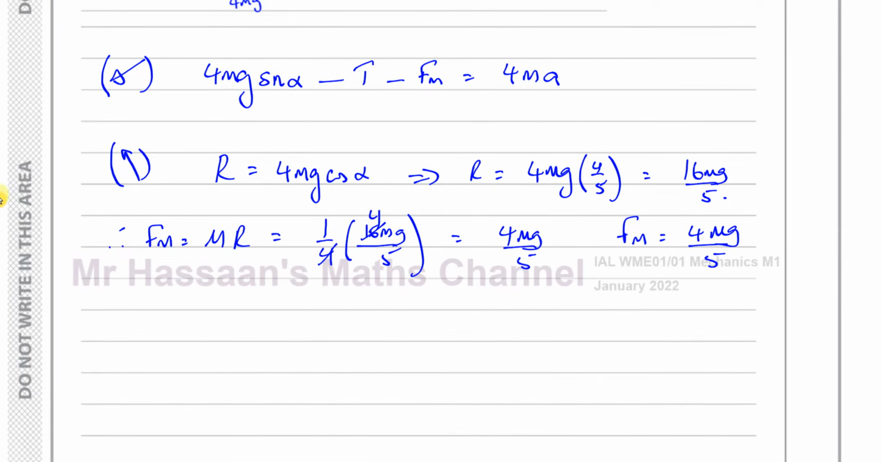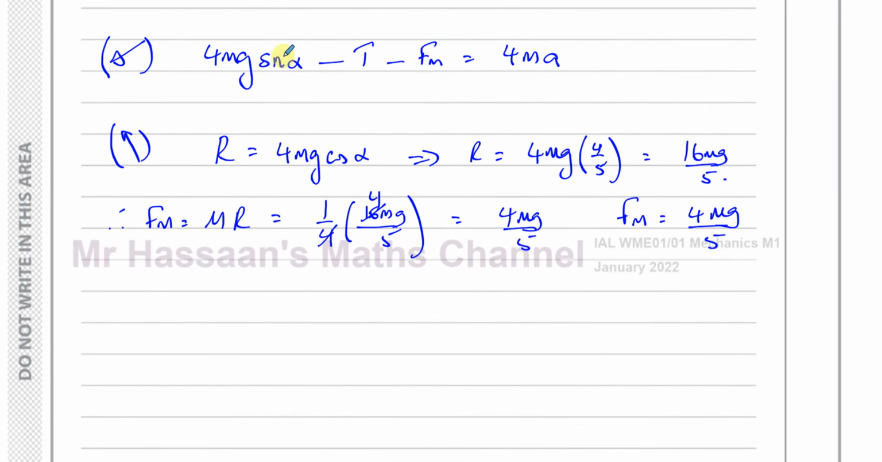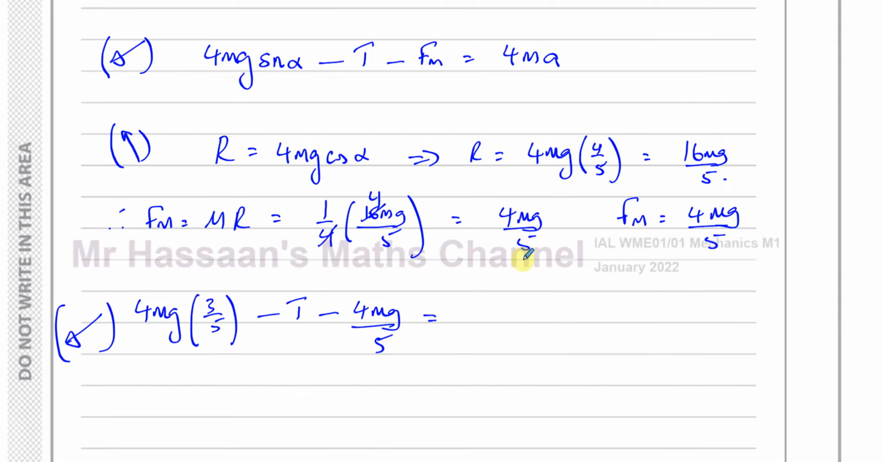Now let's use that in this equation here. We have 4mg times the sine of alpha, which is 3/5, minus the tension, which we have to find, minus F max, which is 4mg over 5. I'll just show that we're using that same equation, is equal to 4 times ma.